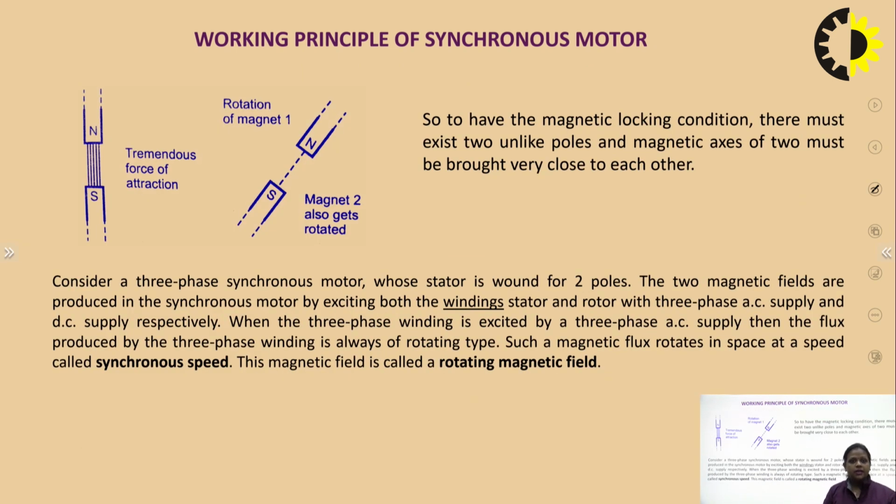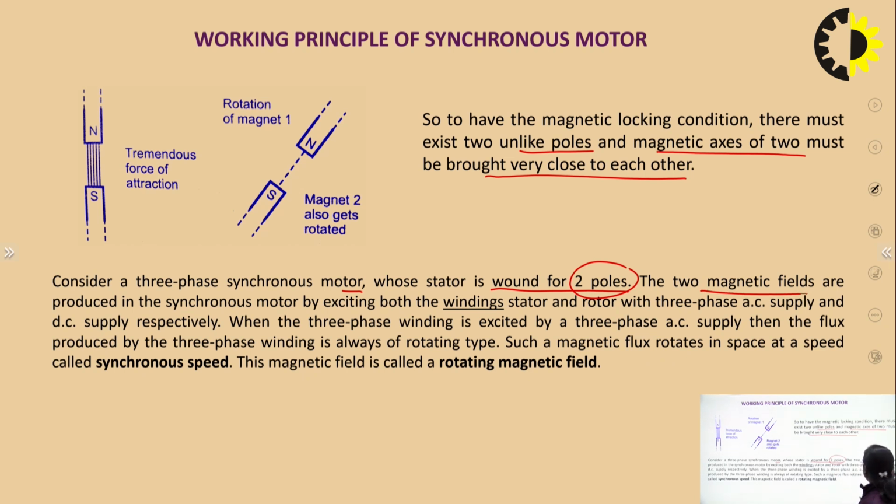So to have a magnetic locking condition, there must exist two unlike poles, and the magnetic axes of the two must be very close to each other, right? So this should be the condition for magnetic locking. Now how will this work in the synchronous motor? For this, let us consider a three-phase synchronous motor whose stator is wound for two poles. So here we have taken the example that the stator is wound only for two poles, right?